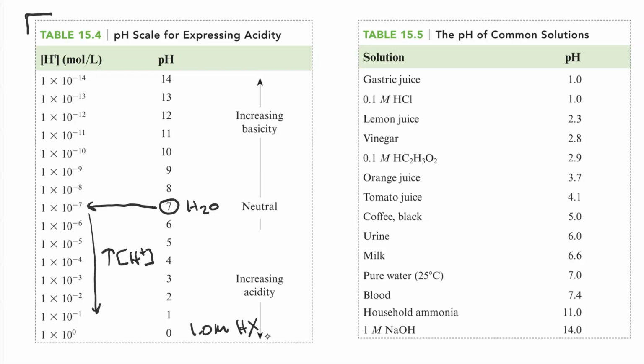Right? And then when we get up to a pH of 14, that's a really low H+ concentration, 10 to the negative 14th molar. That is a 1.0 molar solution of sodium hydroxide or potassium hydroxide. Really strong bases. Now let's look at the table on the right.